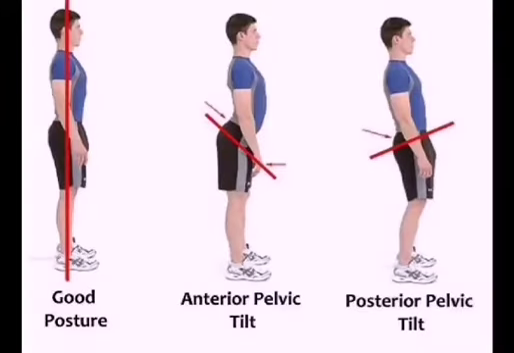Next is lumbopelvic hip. Possible movement observation are anteriorly tilted or posteriorly tilted. But for her case, she has a good posture.